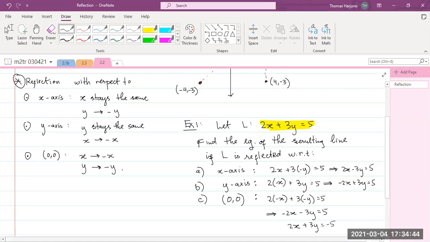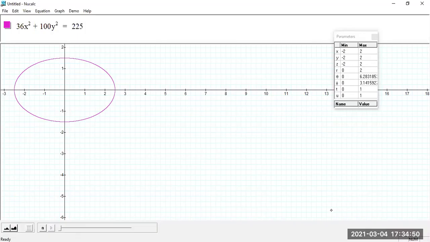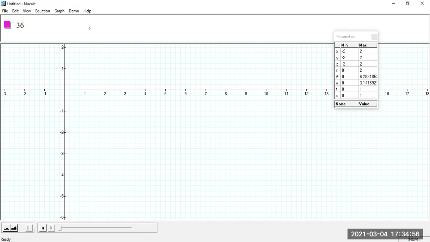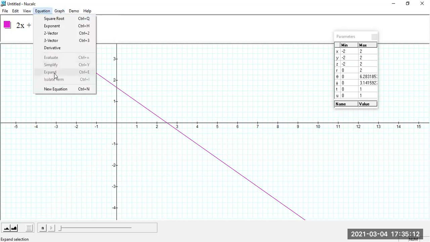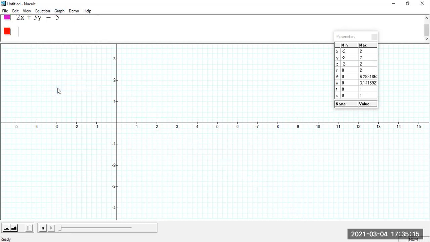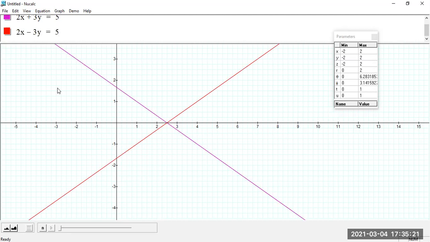Okay, now let's take a look at what the graph looks like if we actually graph them. Later on, I will copy paste this to our notes. The first equation is 2x plus 3y equals 5. That's what it looks like. Now, if we reflect that with respect to the x-axis, the y becomes negative. You see? The purple one becomes the red one.